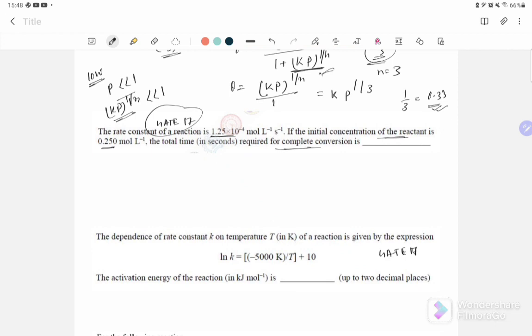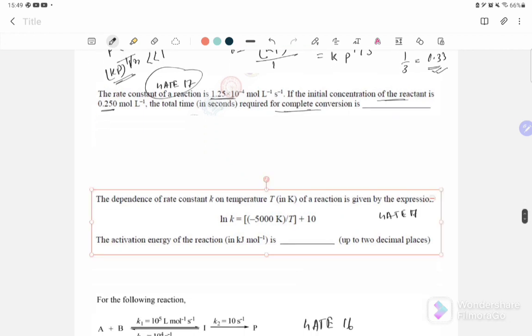When in any question they ask for the complete conversion or complete reaction or the time taken for completeness of the reaction, you can easily consider it as a zero order reaction, because a reaction of order 1 is never complete. It cannot be complete in any time.